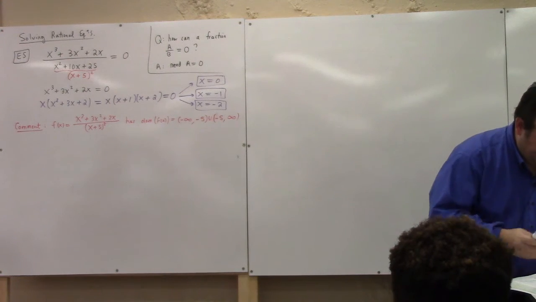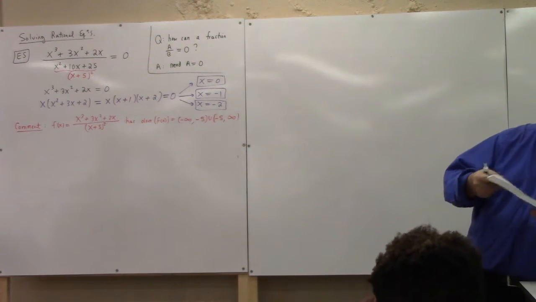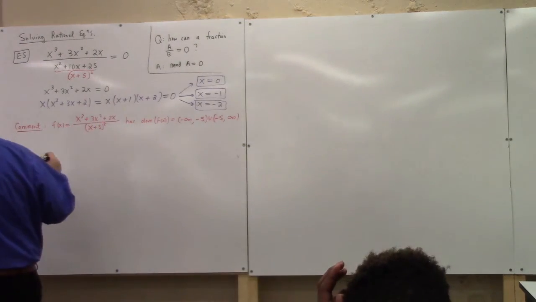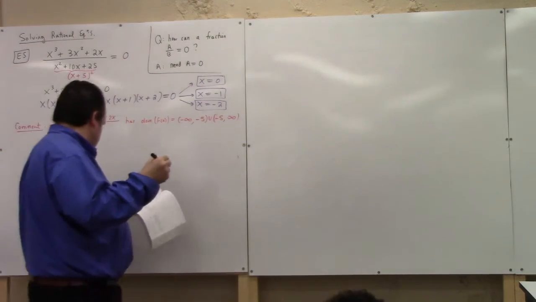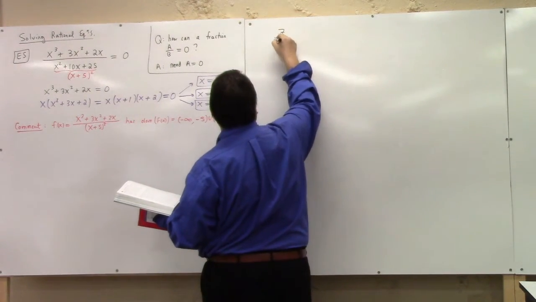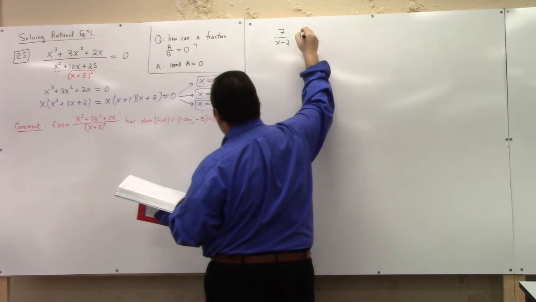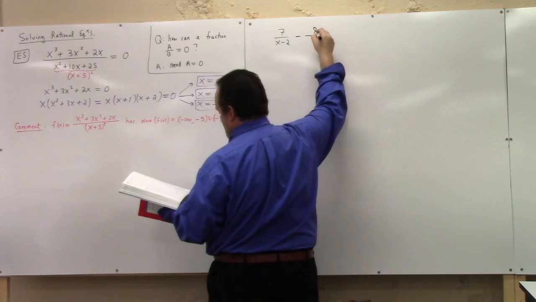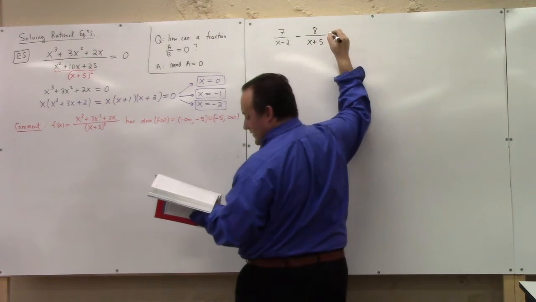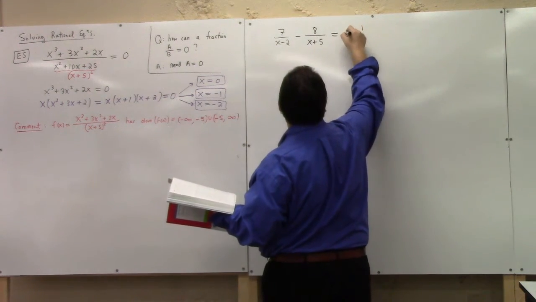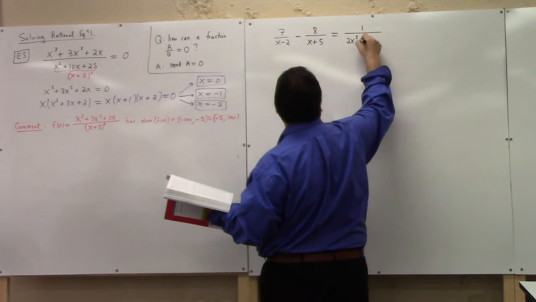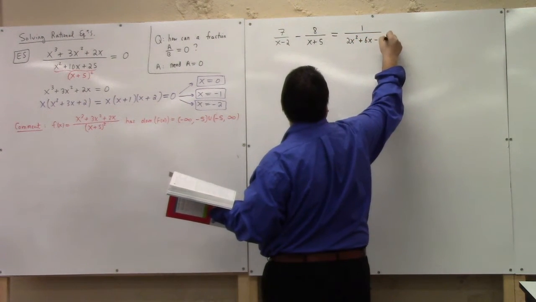Let's see here. How about this one, it looks a little different. Here. We've got 7 over x minus 2 minus 8 over x plus 5 equals 1 over 2x squared plus 6x minus 20.